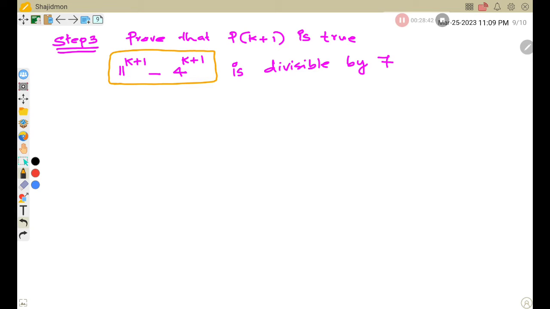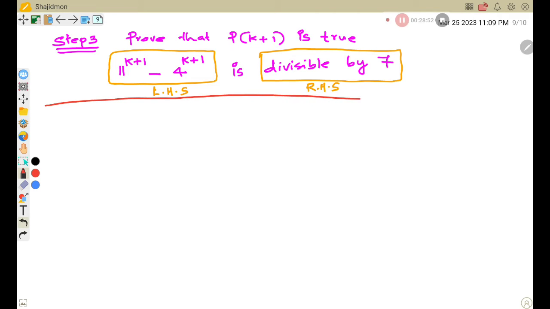See, this statement, we can assume this is the left hand side, and we can take this is the right hand side of the statement. Hope it is clear to you. Now we need to prove this one. So what you do, just start from the left hand side. What is the left hand side? 11 power k plus 1 minus 4 power k plus 1.